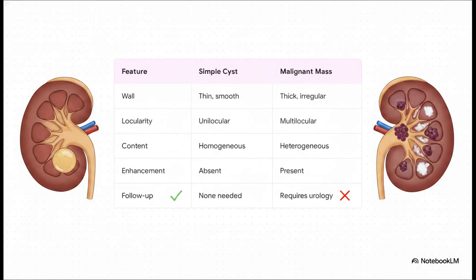So your next best step logic here is incredibly simple. If the imaging shows a unilocular, homogeneous cyst with smooth walls, bam, no follow-up required. You're done. But the second you see multilocular features, multiple septi, heterogeneous contents, or literally any contrast enhancement, that mandates immediate follow-up imaging and a urology consult to rule out malignancy.